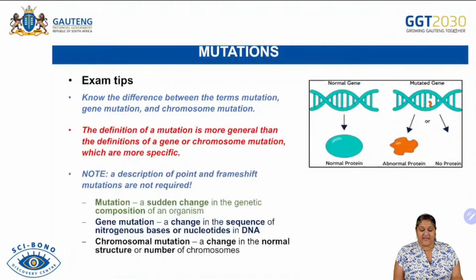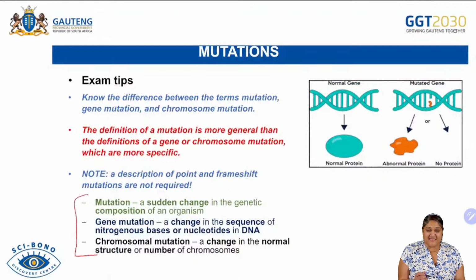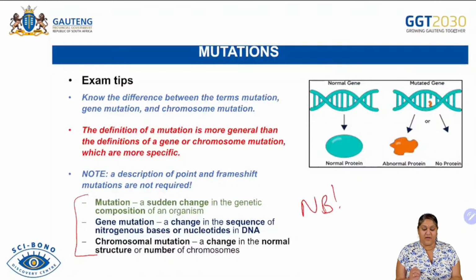Right, so before we get into the exam tips, I want us to take note of these three definitions. Very, very important. You need to know what a mutation is. You need to be able to define a mutation, a gene mutation, and a chromosomal mutation. So the mutation is a sudden change in the genetic composition of an organism. That is a general description of a mutation. A gene mutation and chromosomal mutations are examples of mutations.